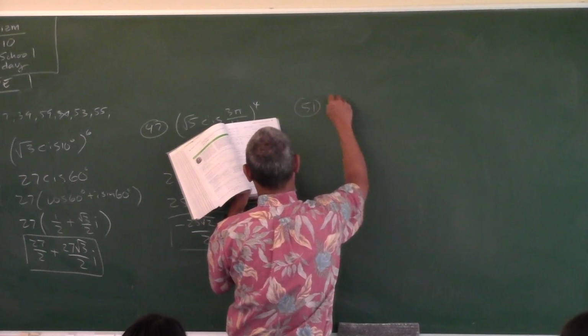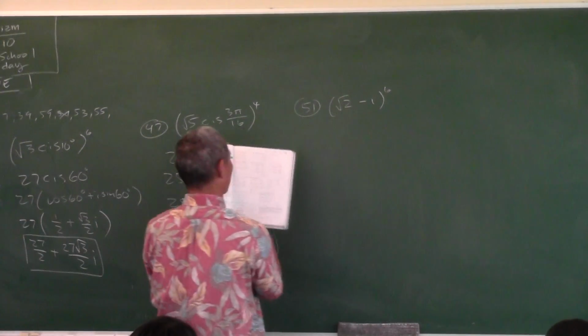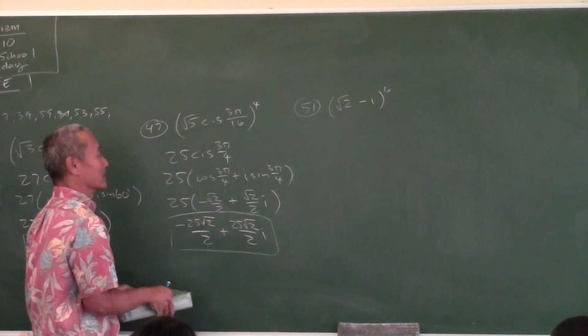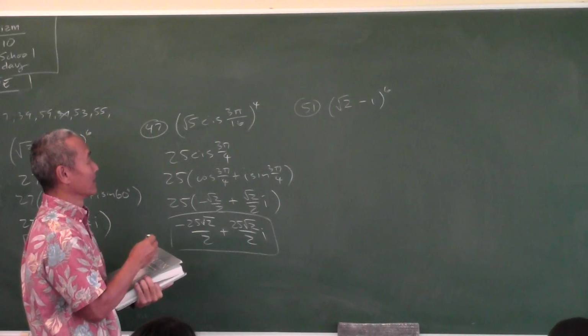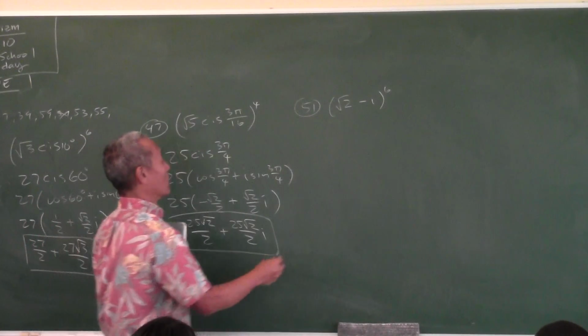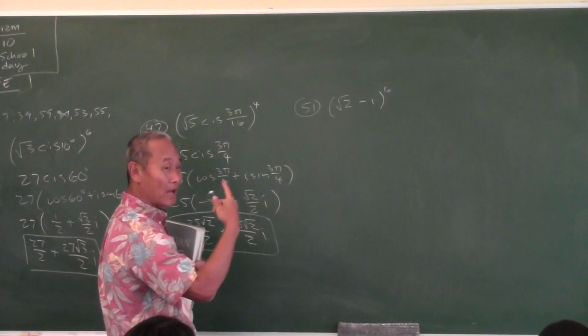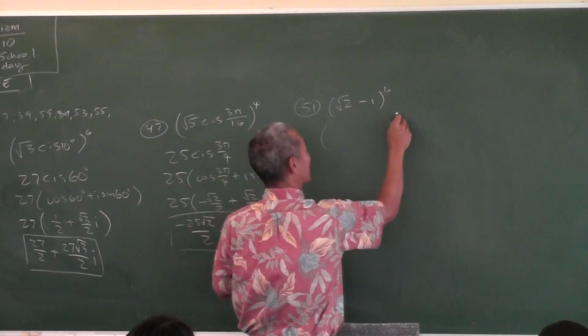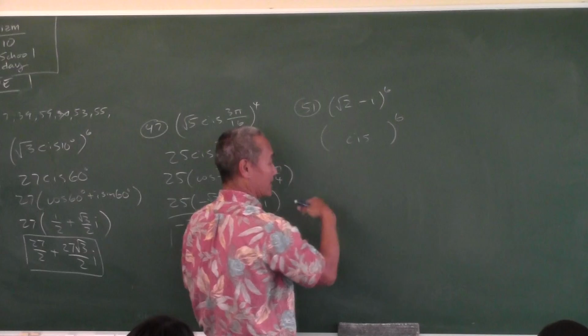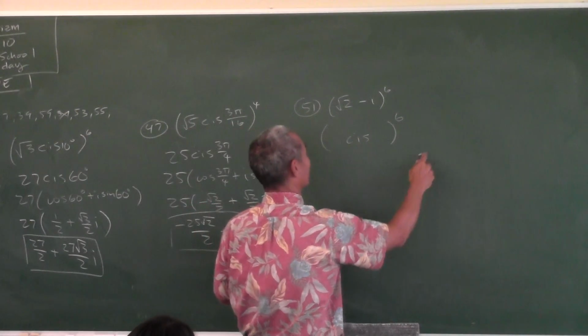51. Radical 2 minus i to the 6. So it looks like we're going to have to use a calculator for this one. See, like all the other problems, it was in polar form already, but this one is not in polar form. So you have to change this to polar form. That's what makes the problem tougher. So what's the fastest way to go from standard to polar?